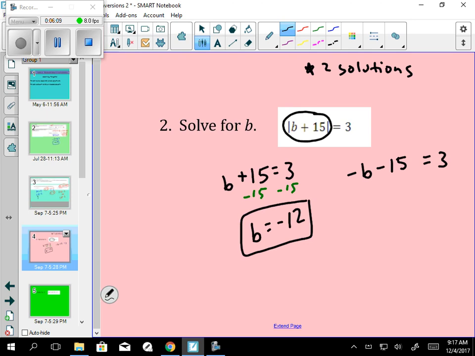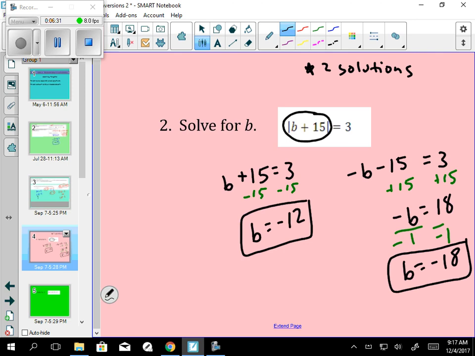Now if we solve this out, looks like here we're going to have to plus 15. You get 18, and we still got that negative, so we got to divide by negative 1. And so the other answer would be negative 18. Negative 18 and negative 12, both these two numbers make this true. And you can always check by plugging back in.